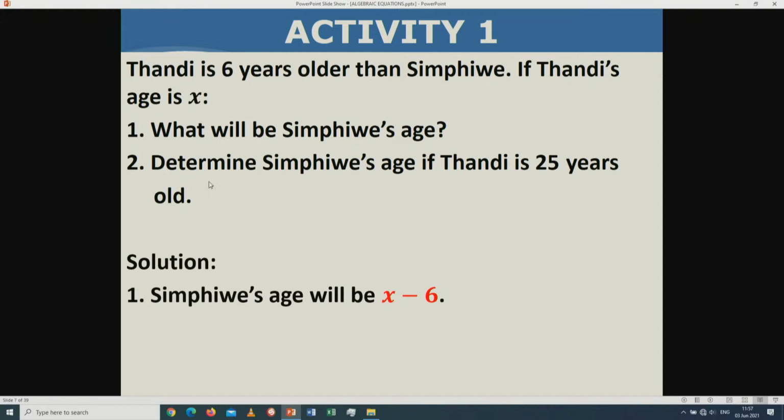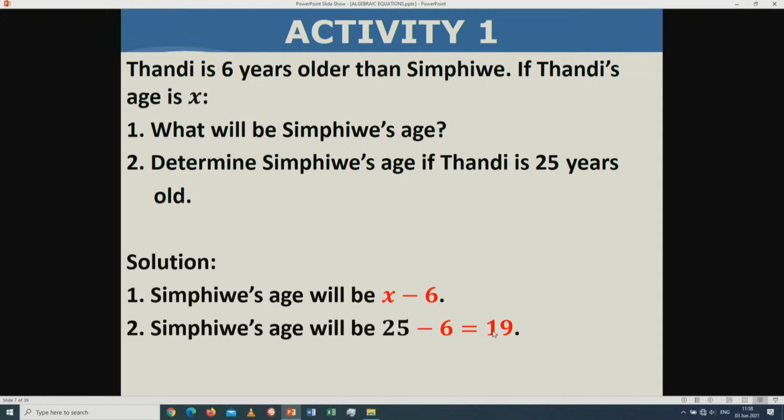The next question said determine Simpiwe's age if Thandi is 25 years old. Now the age of Thandi is 25, and then what will be the age of Simpiwe? Remember, Thandi is 6 years older than Simpiwe. Now let's have a look at the answer. Simpiwe's age will be 25 less 6. In other words, Simpiwe's age will be 19.